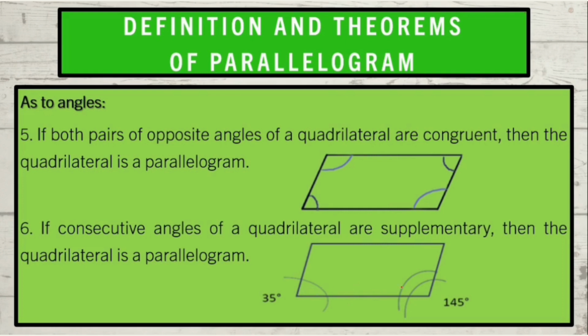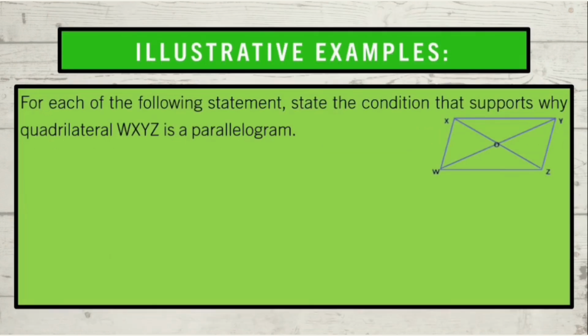This is the two consecutive angles. This is 35 degrees and this is 145 degrees, a total of 180 degrees. Therefore, they are supplementary angles. Those are the conditions that will prove that a quadrilateral is a parallelogram. I hope you still remember the 6 conditions discussed to prove that a quadrilateral is a parallelogram. To further analyze it, let's have illustrative examples.